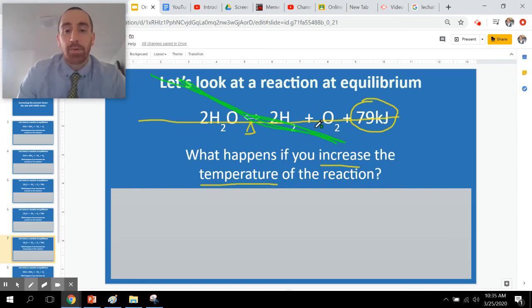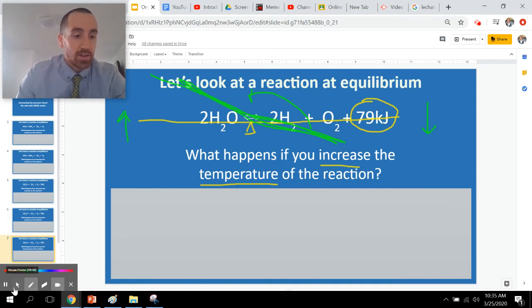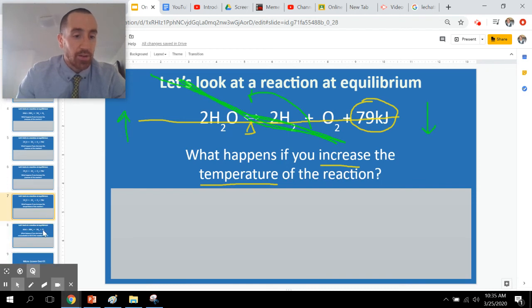What has to happen to get it back to level? It's got to shift back to the left. So what happens? The reaction has to shift to the left. The concentration of H2O will increase, and the concentrations of H2 and O2 will decrease. That is the full idea here. All right, let's go through this last one as review while we're all together.